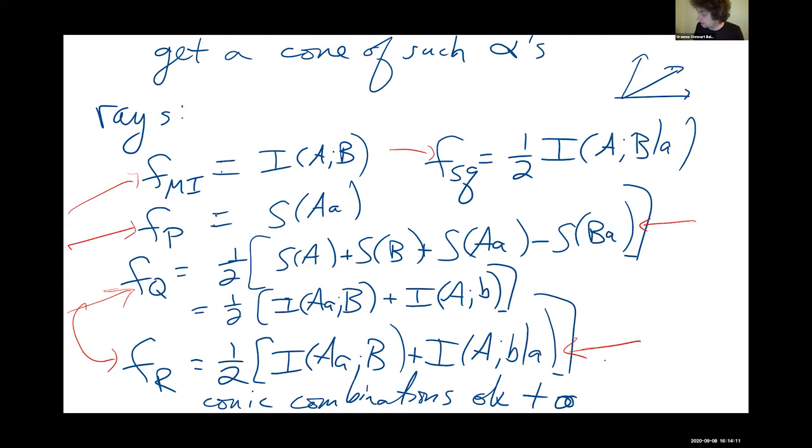And each one of these, if I minimize over extensions, they give me something that's monotonic. And furthermore, I could take some conic combinations of these and get some other stuff. But for now, we're just going to look at the rays of the cone because they seem to be the nicest in terms of trying to understand them.